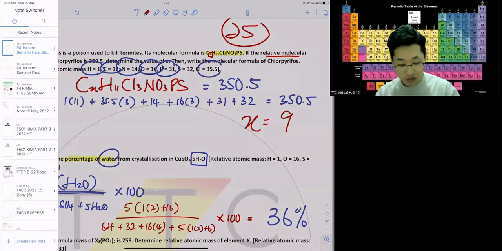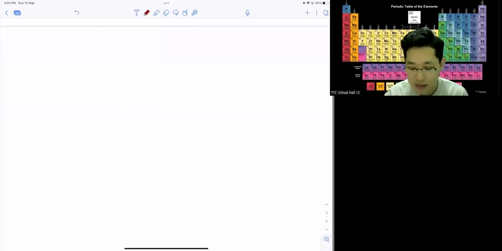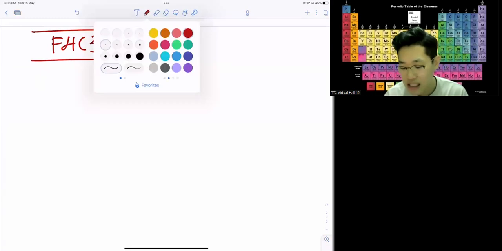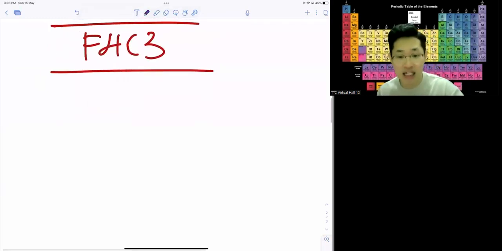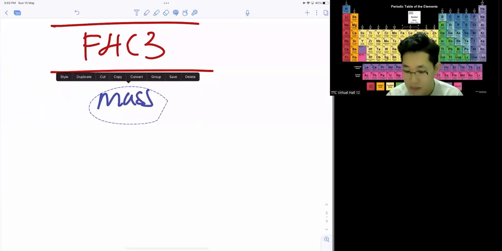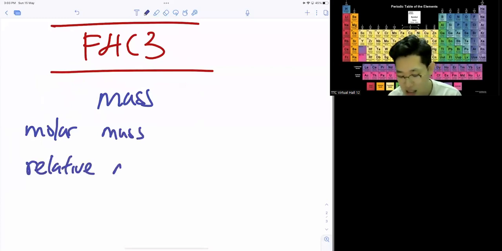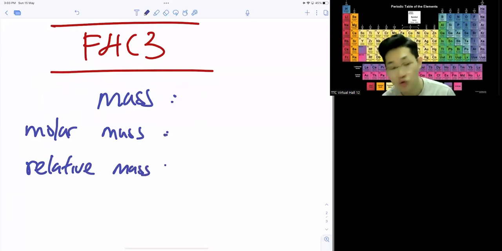For this kind of thing, I would purposely write it down on a paper or a notebook. For example, this is your Form 4 chapter 3. What am I doing? I will write down the important things, the mistakes that I made just now. For example, there is a difference in mass, molar mass, relative mass in terms of their unit.